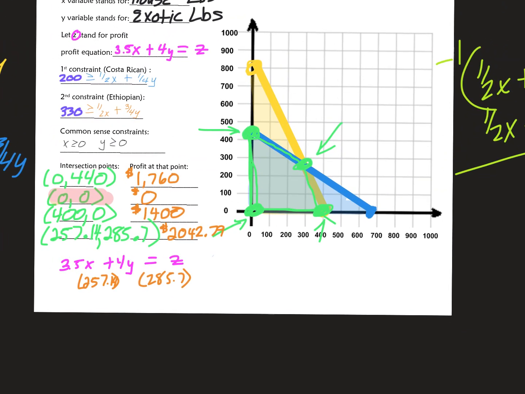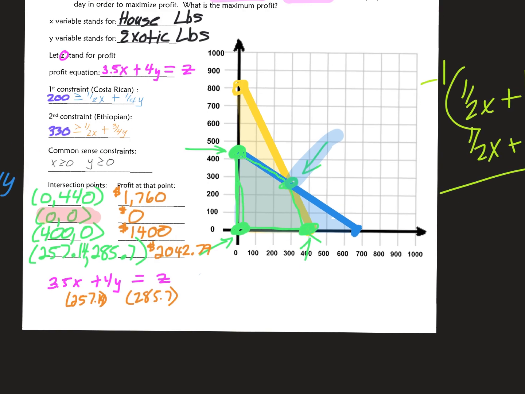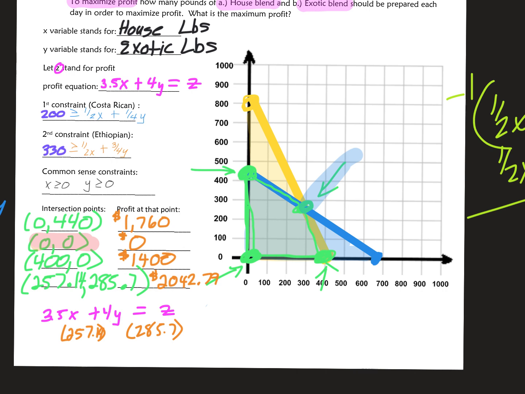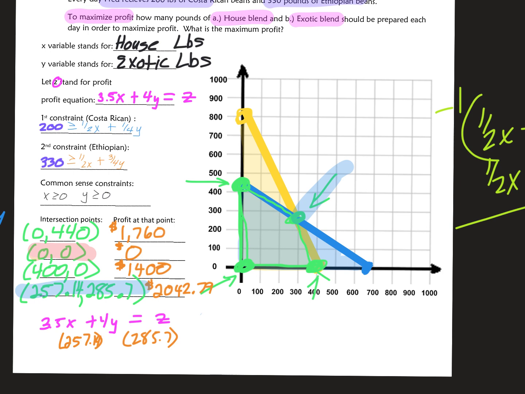You guessed it. It's going to be this one right here. So to make the most profit possible, he needs to sell 257. Obviously, you could sell a portion of a pound. But that is how much of each blend of coffee he would need to sell to make the biggest profit possible.